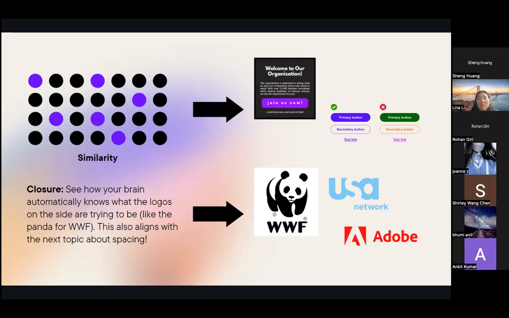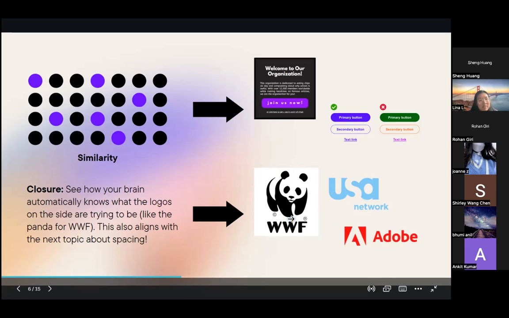Now for closure. If you look at the logos on the bottom right corner, you're going to see the WWF. I think that's the Worldwide Fund. Closure is basically how your brain, when you see images that aren't really enclosed, can still see what the image is trying to be. So as I said, with the WWF, you can clearly see that's a panda, even though there are no lines enclosing the panda, like the head or the rest of the body. You still see a panda.